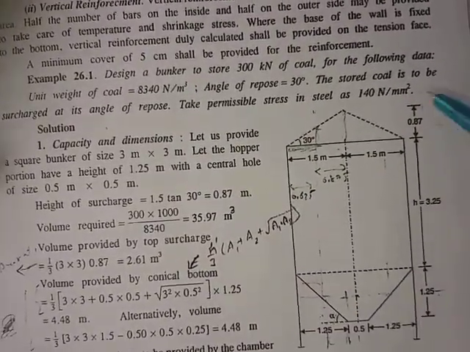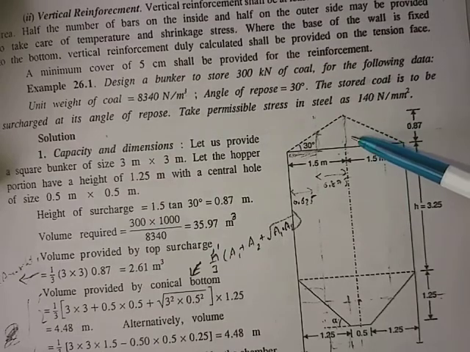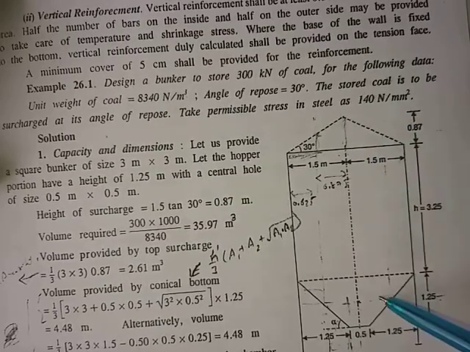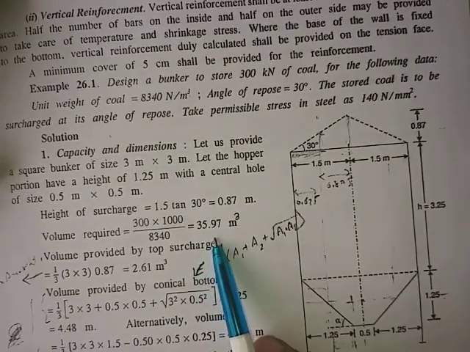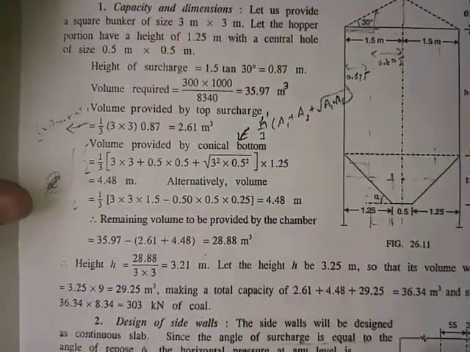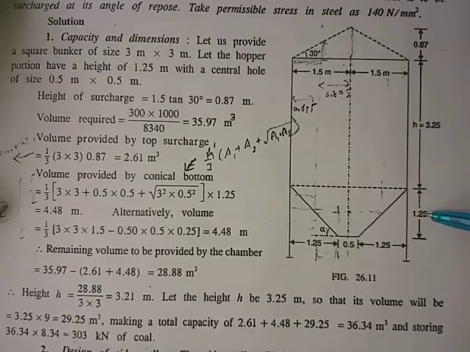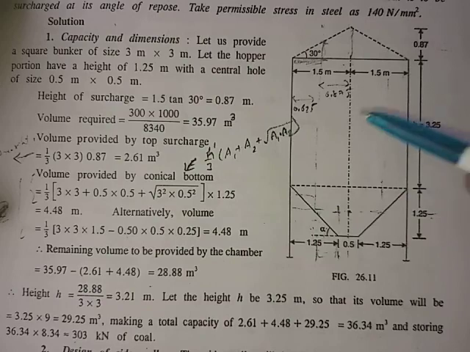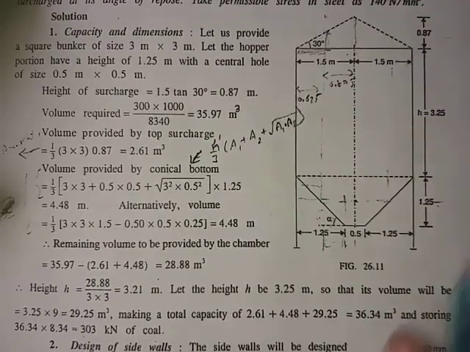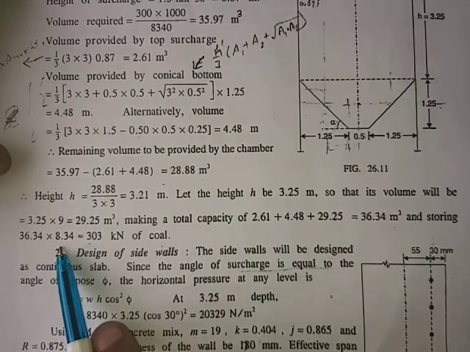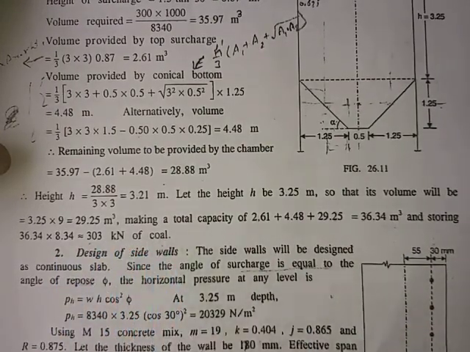Ultimately, the volume occupied by the material for the first portion, second portion and third portion should be equal to 35.97 meter cube. In this question, the things are fixed as follows: height is fixed as 3.25, 1.25 as the height of the hopper bottom, and this is 3 meters. So this makes it a volume of 36.34 meter cube, which gives me a storing capacity of 303 kilonewton of coal.